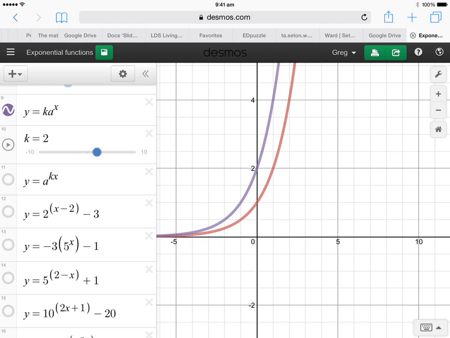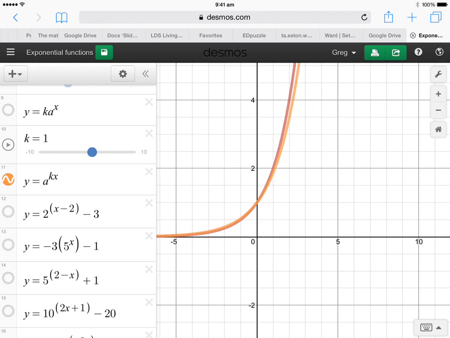Okay, let's set that back at 2. Alright, so the next one is a to the power of kx. This one here is a dilation, but this time it's parallel to the x-axis. So our values will be multiplied if we're looking at the x coordinates.